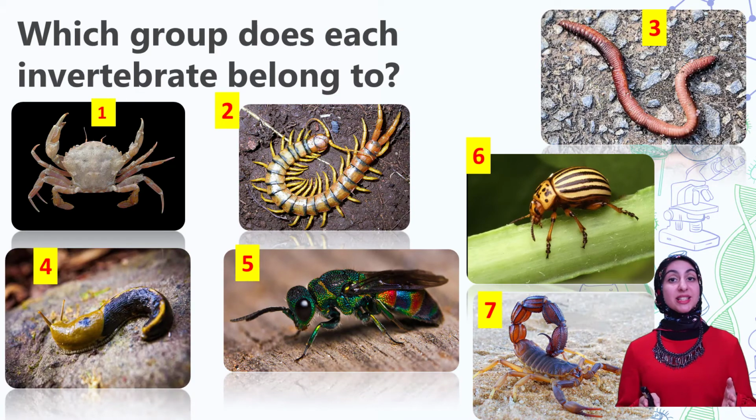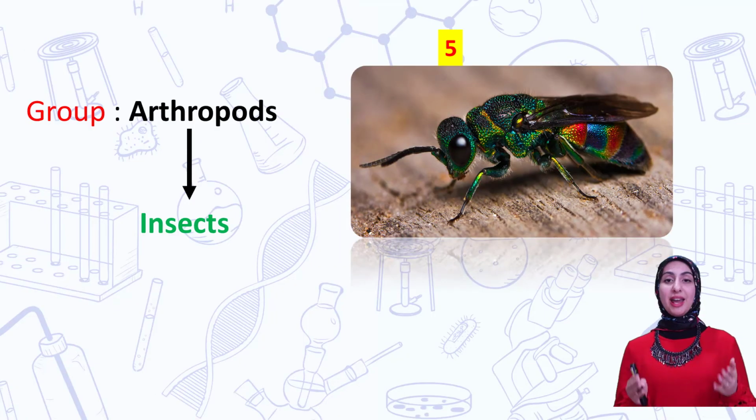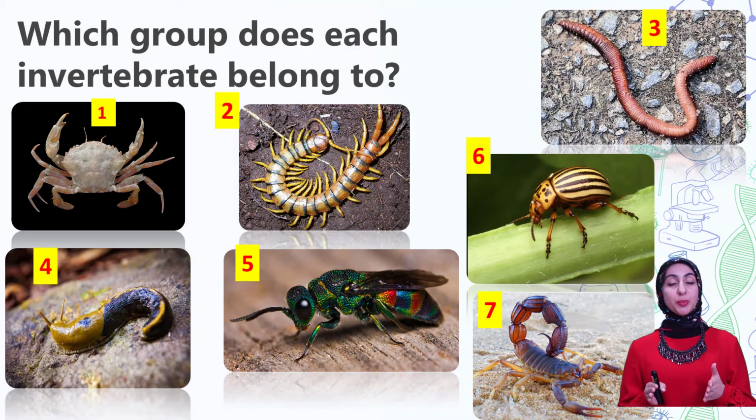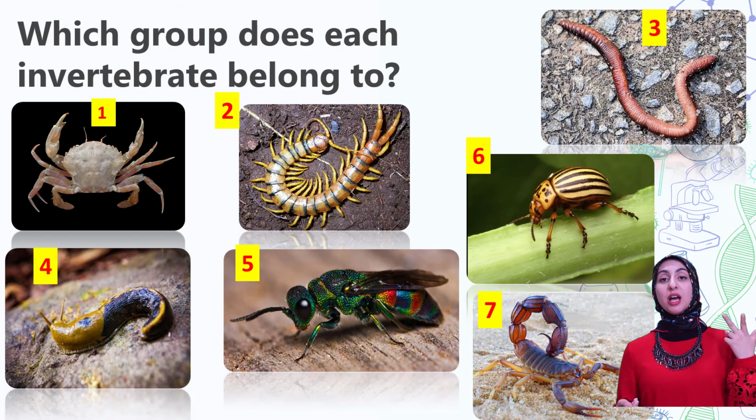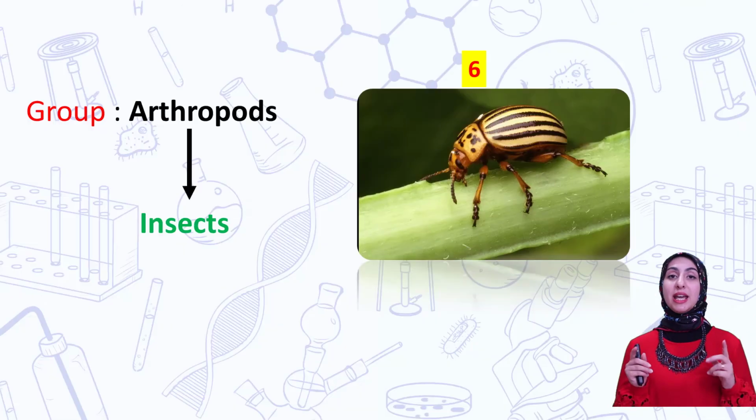The fifth invertebrate here, it has 3 legs on each side. This means it has 6 jointed legs. Also, it has wings, it has one pair of antennae, and its body is divided into 3 parts: head, thorax, and abdomen. So it is classified as insects. The sixth invertebrate here, it has 3 legs on each side also. This means it has 6 jointed legs. It has one pair of antennae and its body is divided into 3 parts: head, thorax, and abdomen. So it is classified as insects also.